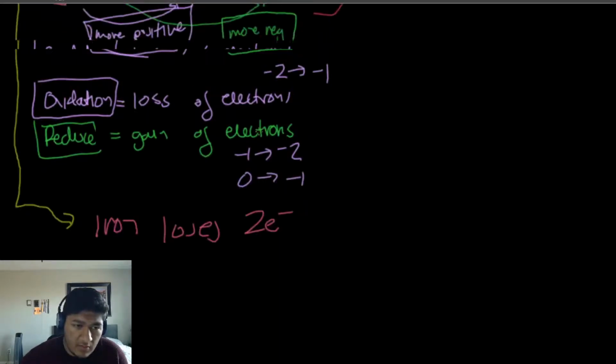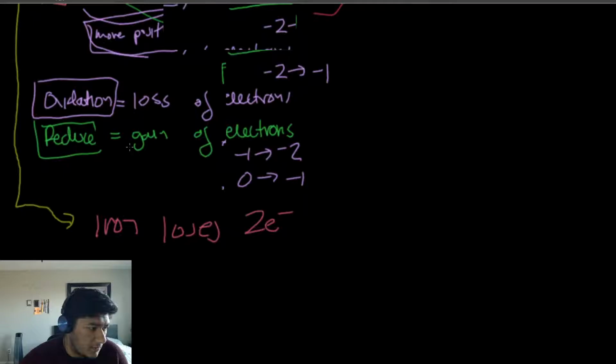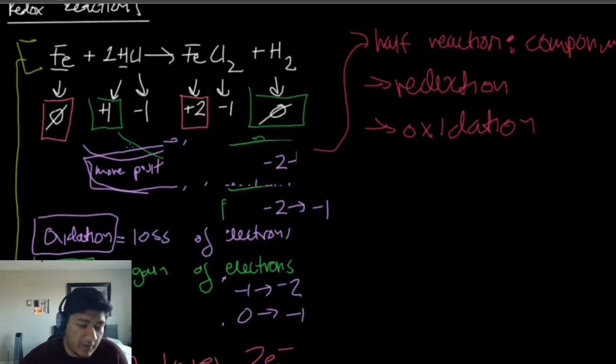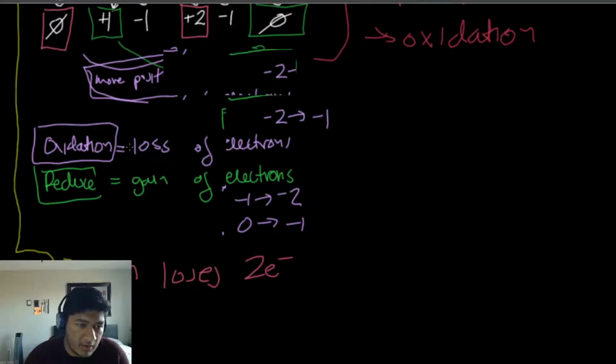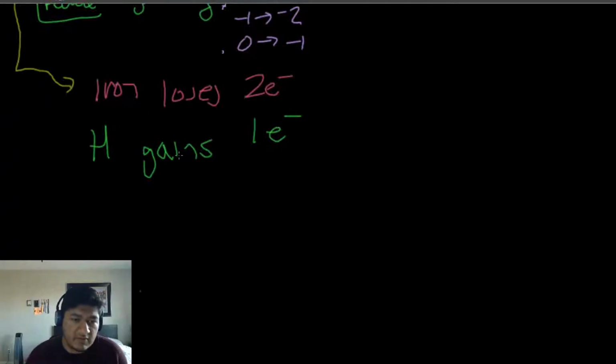On the other hand, the reduction reaction is hydrogen going from +1 to... it's going from +1 to 0. Sorry about that. I read the wrong thing. So hydrogen gains, if it's going from +1 to 0, there's a transfer of 1 electron. So hydrogen gains 1 electron. So using this information, we can write 2 distinct equations.